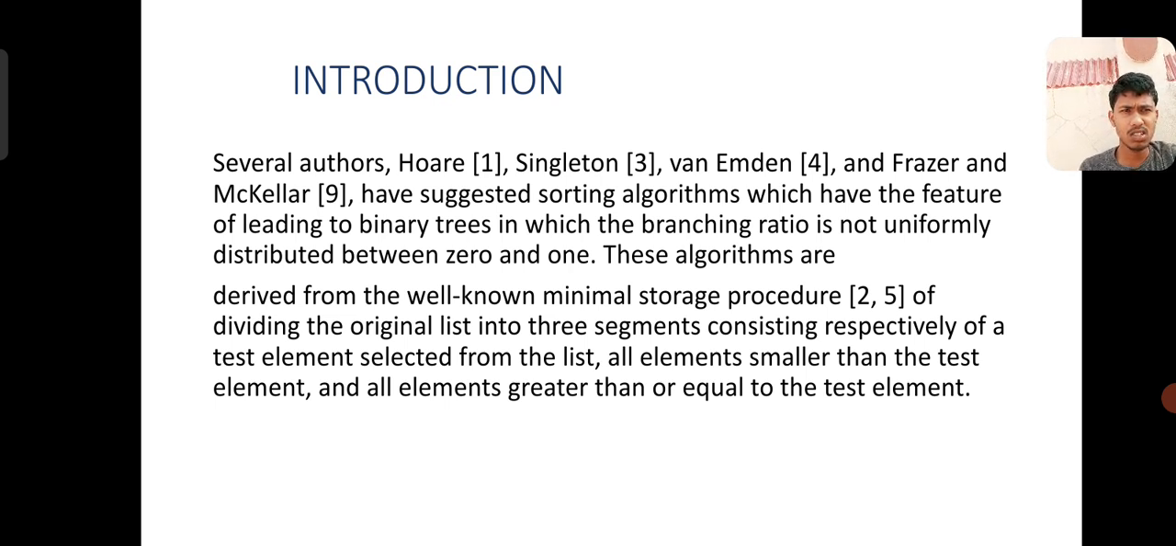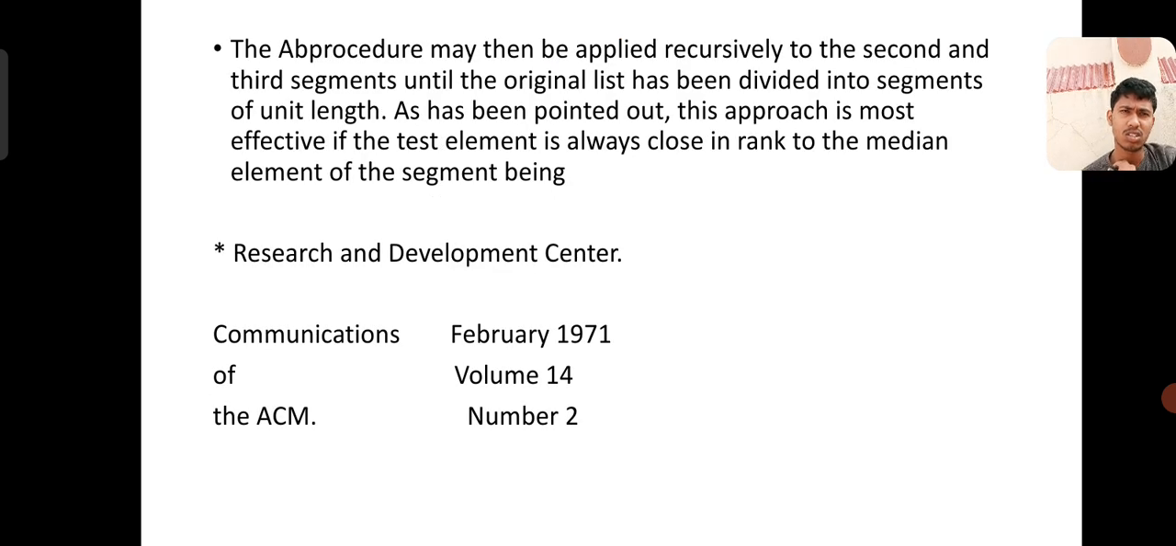have suggested that sorting algorithms have features relating to binary trees in which the branching ratio is not uniformly distributed between 0 and 1. Those algorithms are derived from the well-known quicksort process of dividing the original list into 3 segments, consisting of the respective testing element selected from the list. All elements smaller than the test element go in one segment and all elements greater than or equal to the test element in another.